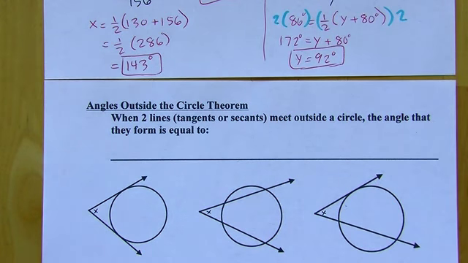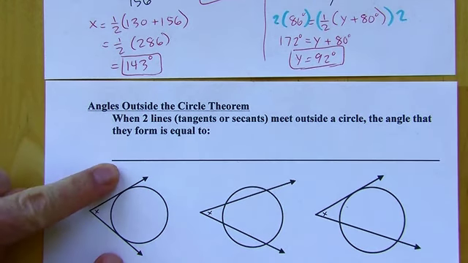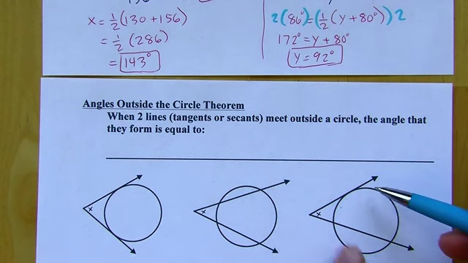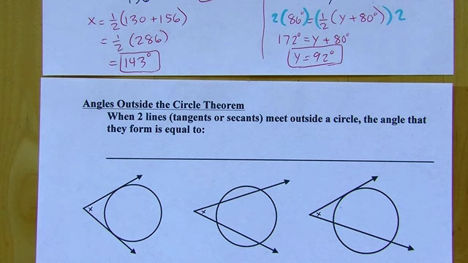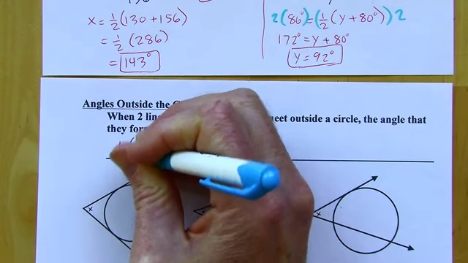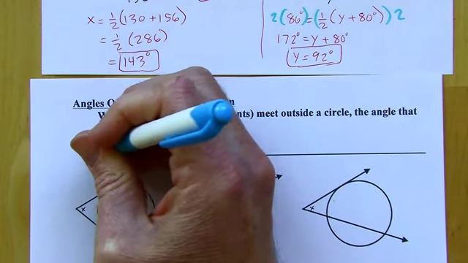I forgot. Let's read the theorem. When two lines, tangents or secants. Tangents are lines that intersect the circle once, like these two, and secants pass through a circle twice, like these two lines. Or you could have a combo of each. So when we have tangents and secants that meet outside a circle, the angle that they form is going to be equal to 1/2. It's the average, sort of, but it's not really the average because we're subtracting instead of adding like we were before. So I'm just going to write this.